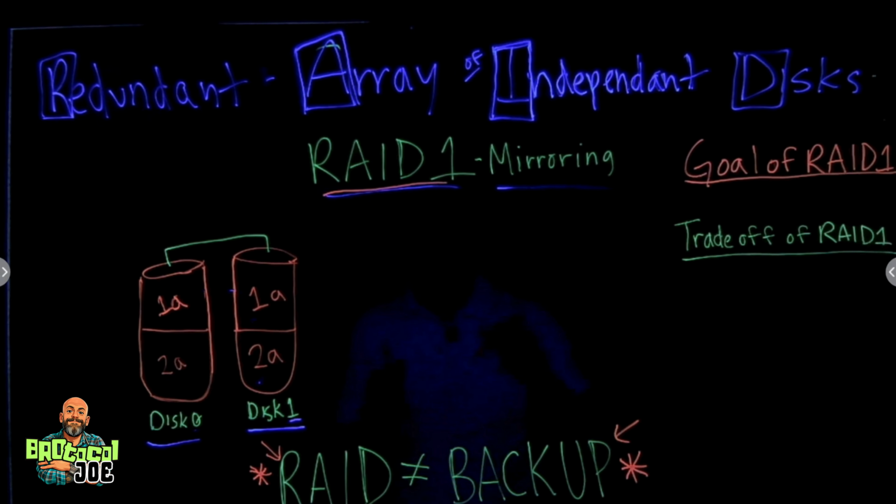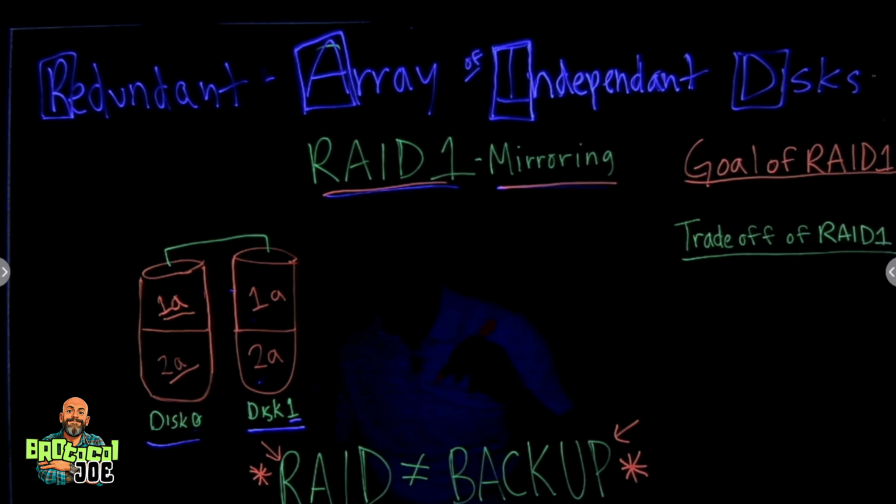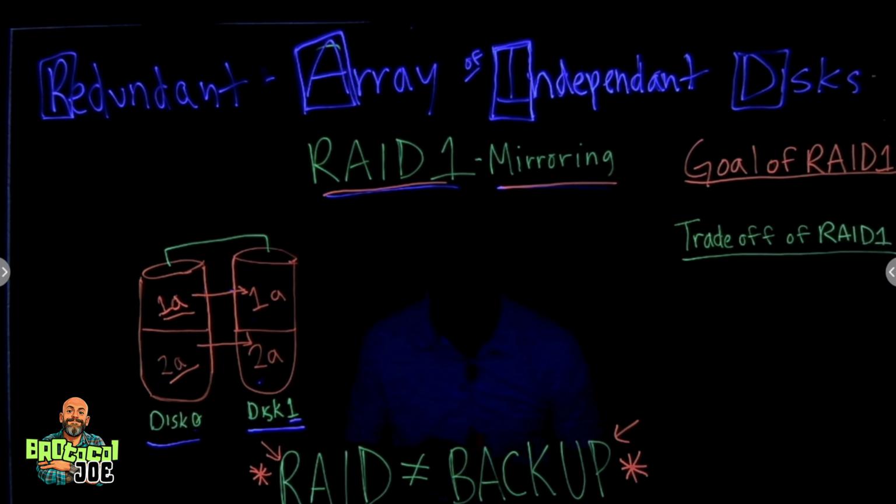RAID 1. It is called mirroring. Don't make it out to be more than what it is. It is exactly what it sounds like. What that means is that the same exact data is written to two drives. For instance, we have data block 1A and data block 2A, written across two drives at the same time. So we have 1A and 2A in drive 0, and we have 1A and 2A in drive or disk 1.